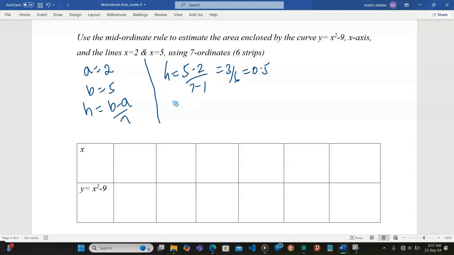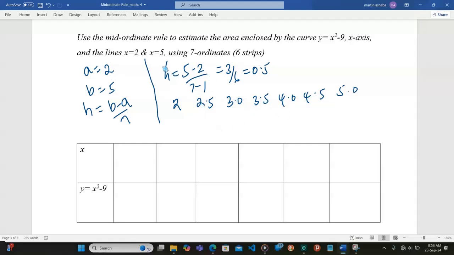Therefore, we are going to start from 2, and the width of each sub-interval is 0.5. So we go to 2.5, 3.0, 3.5, 4.0, then 4.5 up to 5.0. When we look at this, we already have our ordinates. These ordinates are 7: 1, 2, 3, 4, 5, 6, 7. And the number of strips or sub-intervals is 1, 2, 3, 4, 5, 6.